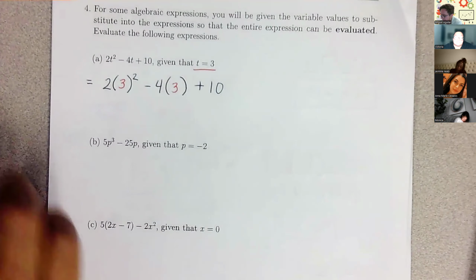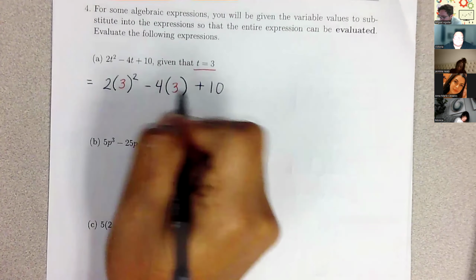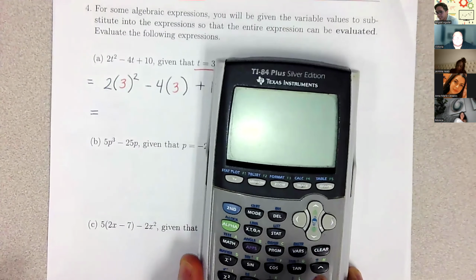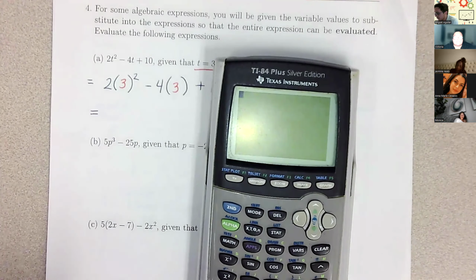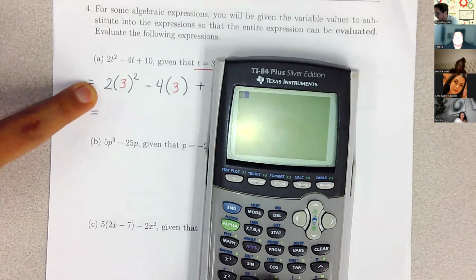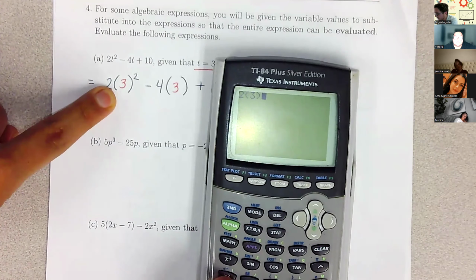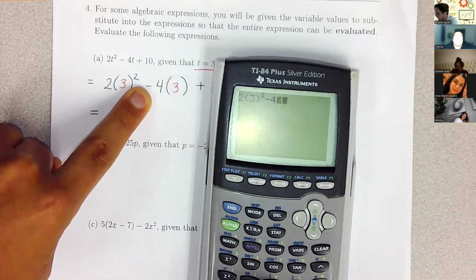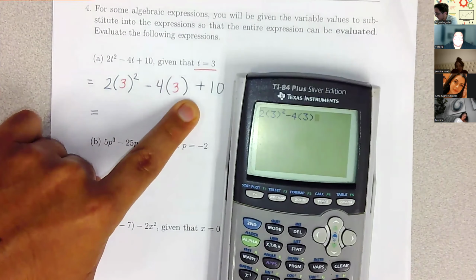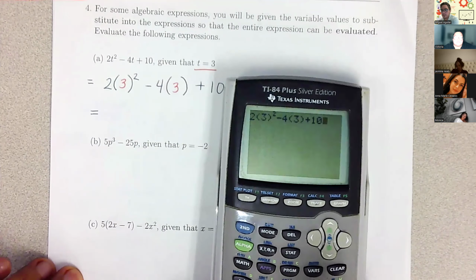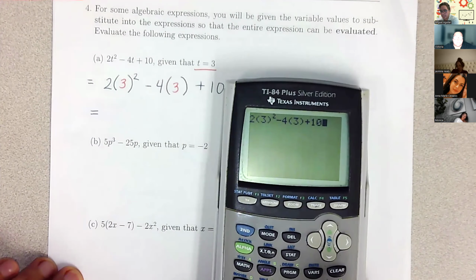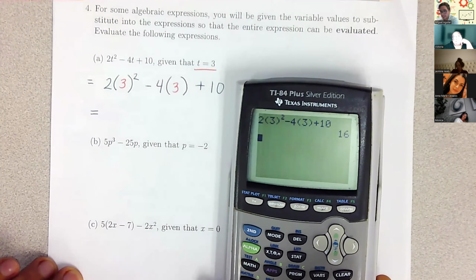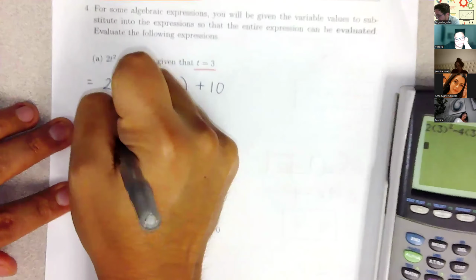So you can evaluate this by using your order of operations, but I said, ain't nobody got time for that. We got our calculators. If you type this into the calculator exactly the way you wrote it down, then you shouldn't have an issue. So I'm going to put 2 parentheses 3 squared minus, that's the subtraction button, 4 parentheses 3, close the parentheses up, and then put plus 10, right? So that should look exactly like what I wrote down. Hit enter, and I'm getting 16. Okay.